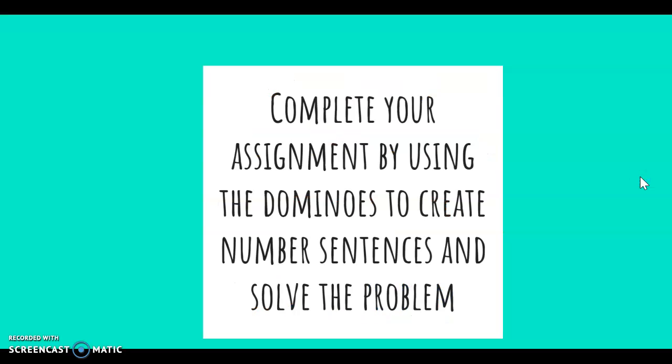All right, now you're going to go complete your assignment by using the dominoes to create number sentences and solve the number sentence problem. Remember, the largest quantity or the largest number goes first, then the smaller number, because in subtraction, you're taking a big number and you're making it smaller. Okay, good luck. Do your best.